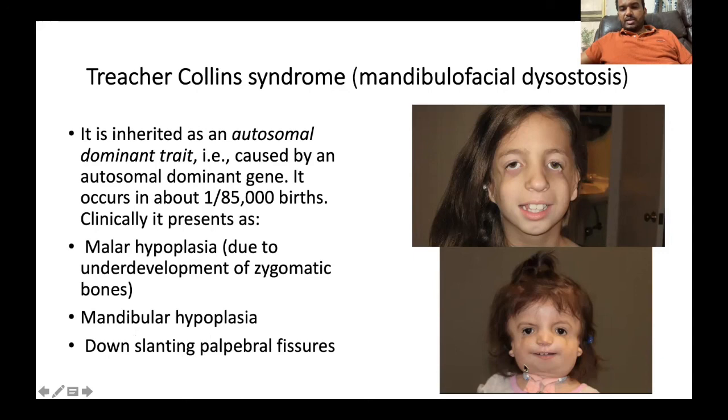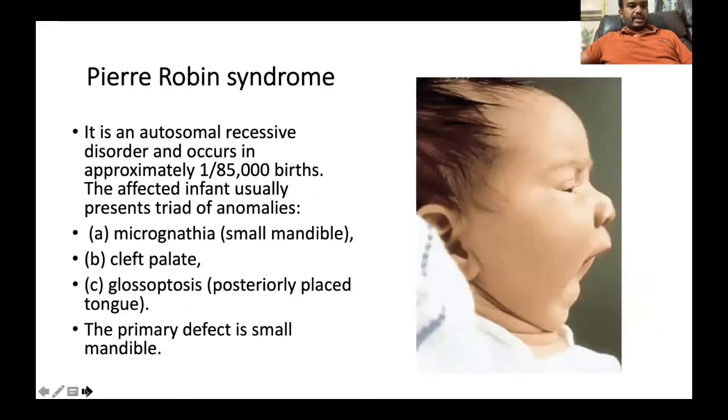In this picture, you can see very clearly the mandible is not developed, and the down slanting palpebral fissure you can also see over here. Malar hypoplasia is also seen here. Is it clear? This is Treacher-Collins syndrome. Is it clear?